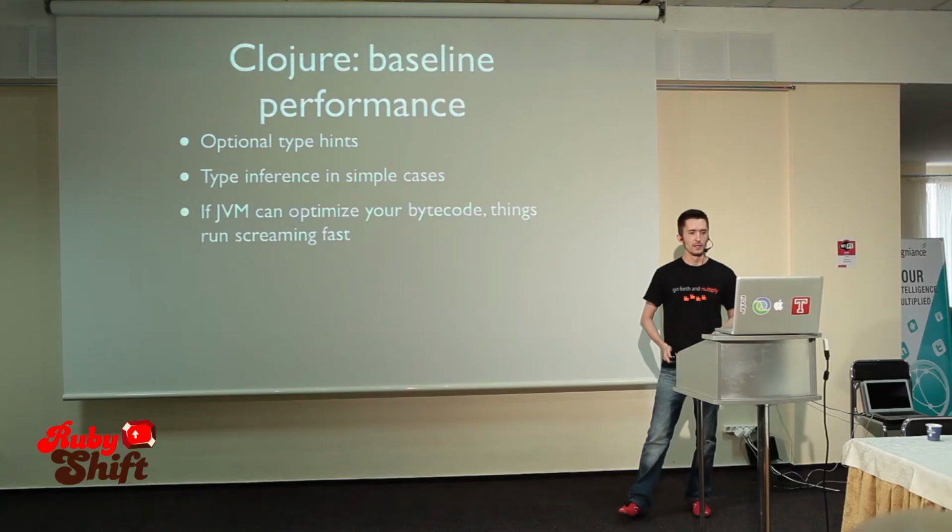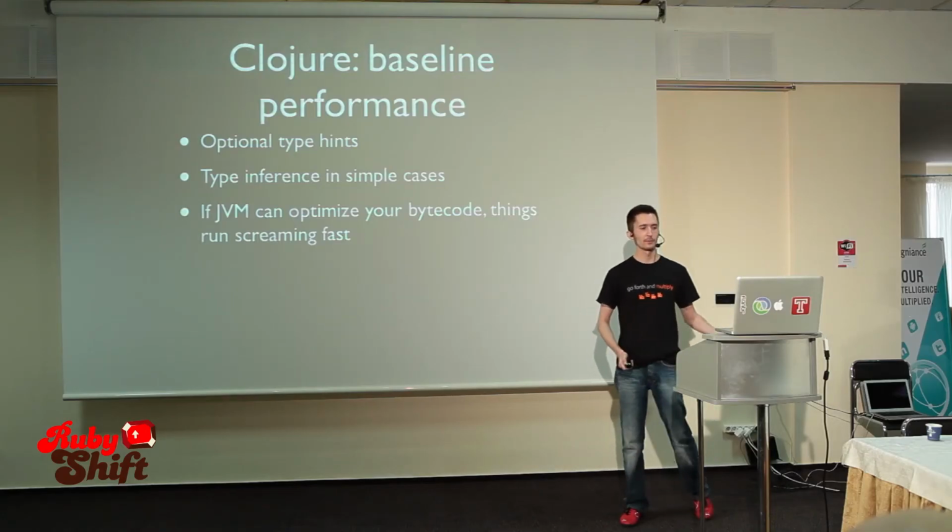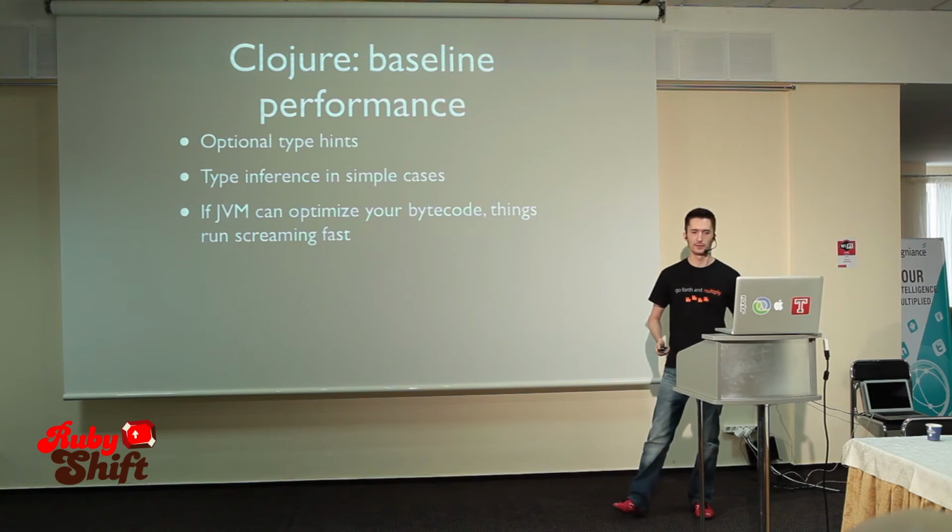So as an example, here we instantiated a date and assigned it to a local d. We don't need to specify the type of d because it's obvious, right? It's a date and nothing else. The compiler is smart enough to know that. Basically, the bottom line is if the JVM can optimize your bytecode, things run screaming fast.